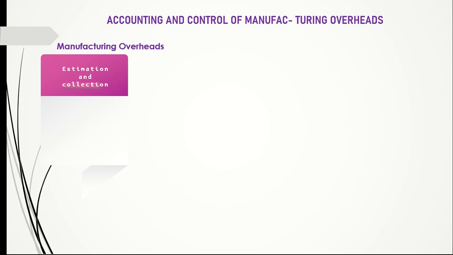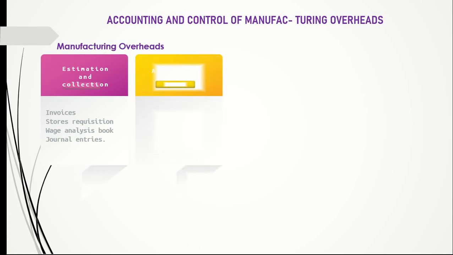The sources available for the collection of factory overheads may include a. Invoices, b. Stores requisition, c. Wage analysis book, d. Journal entries, etc. 2. Assignment of manufacturing overheads. Assignment of the manufacturing overhead is done on the basis of either of the following two principles.